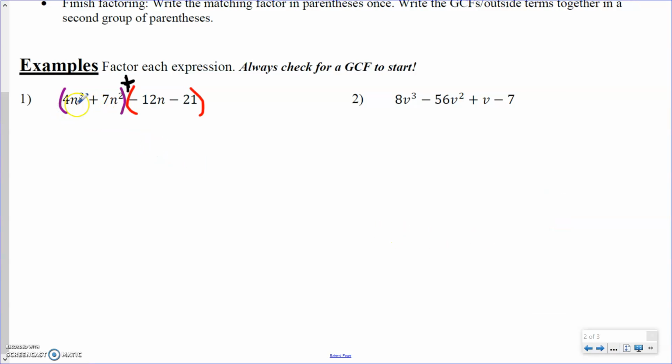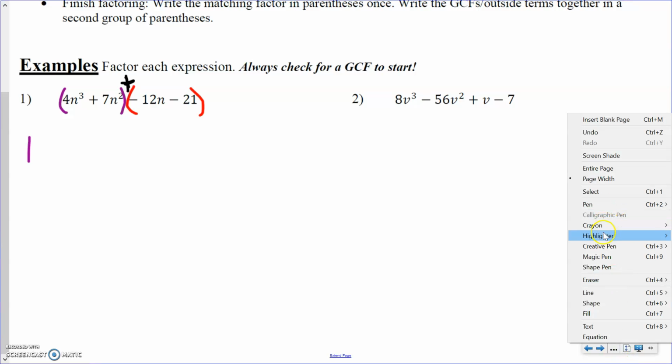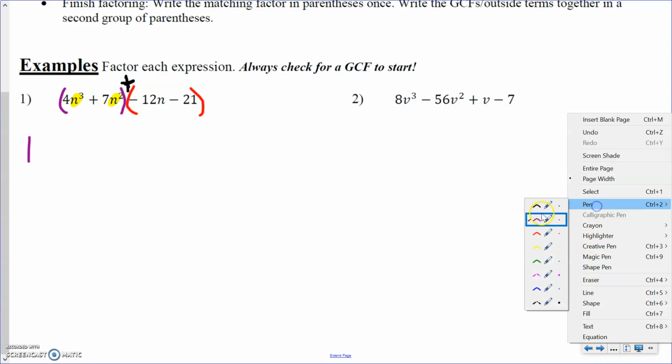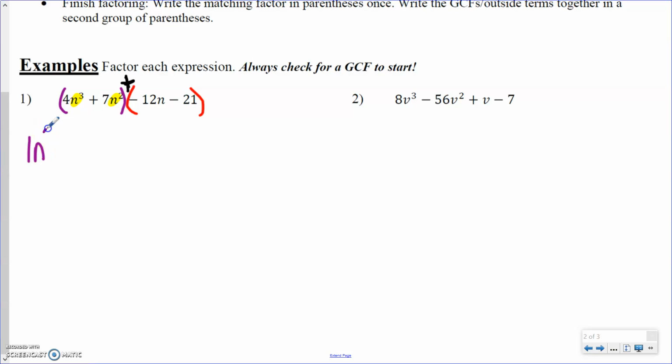Okay, there is nothing that goes into 4 and 7. The only thing I can divide them both by is 1. So I can write that down, that's fine. But they do have n's in common. So think back to the last lesson. If they both have n's, I'm going to look at the smallest exponent of those n's. So I have n to the 3rd and n squared. So let's take out an n squared, since 2 is smaller.